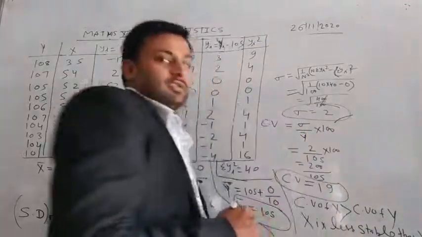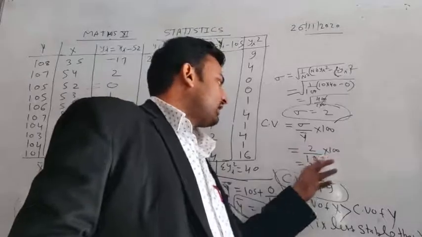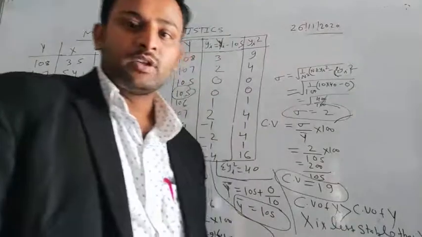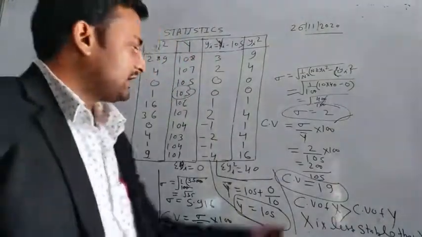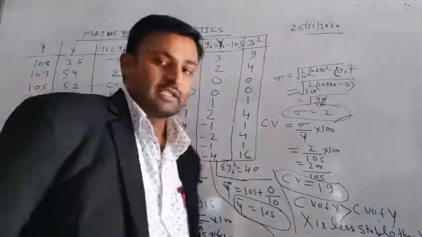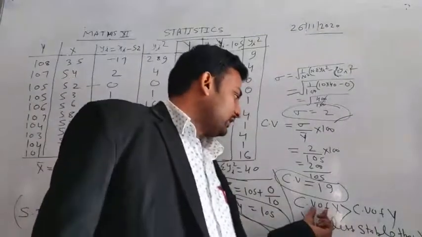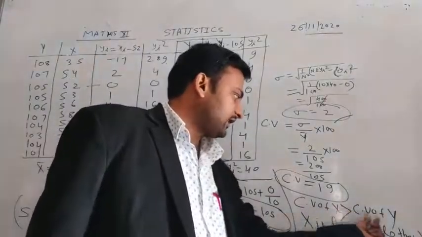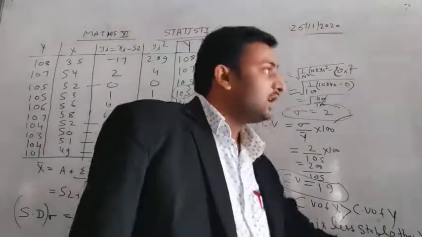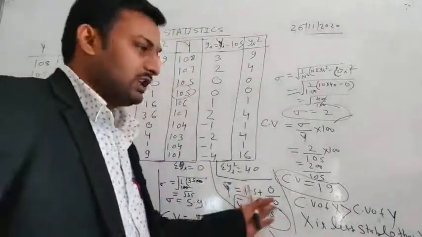Now we will calculate our CV. Our CV is sigma upon y bar into 100, so 2 by 105 into 100. So we are getting our CV as 1.9. So we are seeing that the coefficient of variation of cell x is greater than the coefficient of variation of cell y. If the coefficient of variation of x is greater than that of y, it means that x is less stable in comparison to cell y. Okay? I hope you understand.